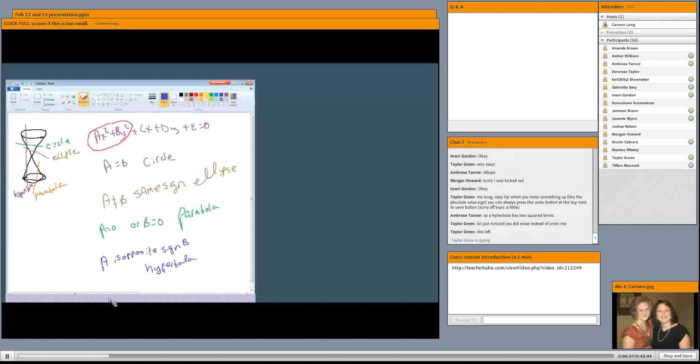Or 0, it's a parabola. And if the signs of the squared terms are opposite, then it's a hyperbola. And then we're going to talk about, once you know this and you can identify which kind of conic it is, the rest of it.